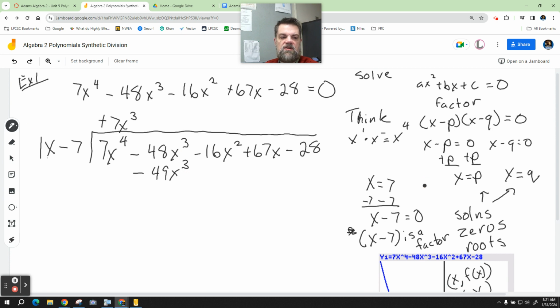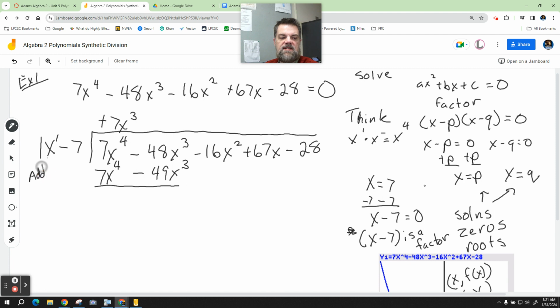Next thing I'm going to do is multiply this 7 times 1. That gives me 7. Then I multiply x to the 3rd power times my x to the 1st power. That gives me x to the 4th power. What do we do here?